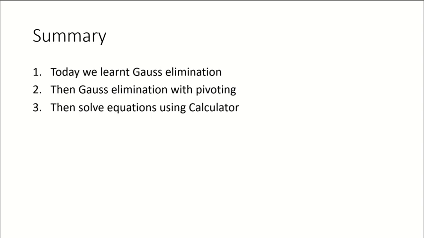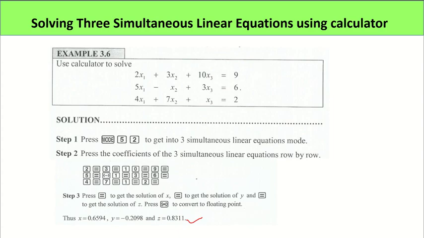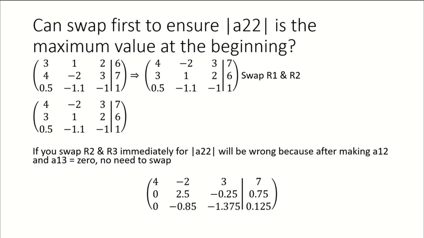To summarize, today we learned about Gauss elimination, and also another version of pivoting, where we solve the equation using the calculator. Since we are learning online, try to do it by yourself, because our learning is 3 hours. I hope that you use the hours wisely.